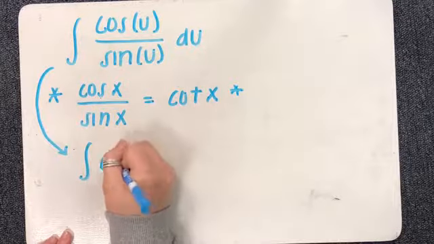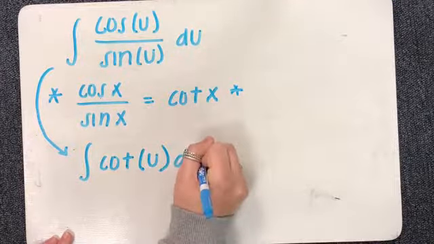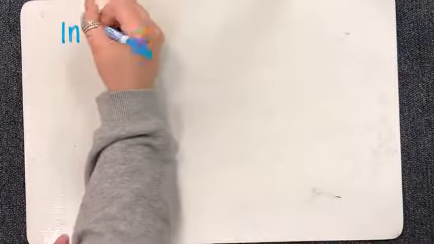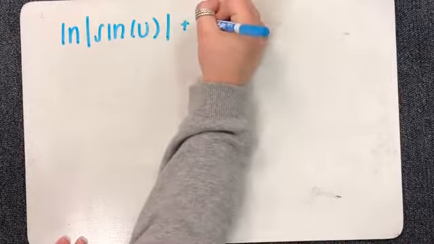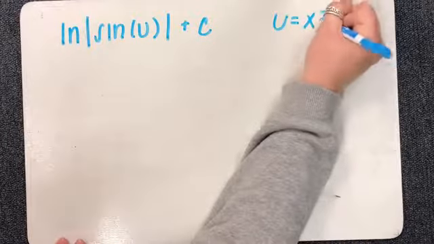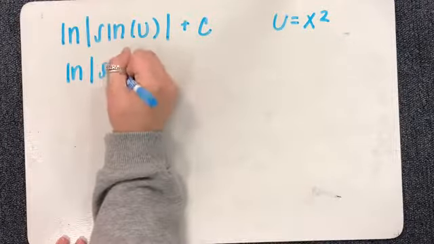Finally, we can evaluate the integral. When you integrate cotangent u, you get ln of the absolute value of sine u. Now you can plug back in x squared for u for your final answer.